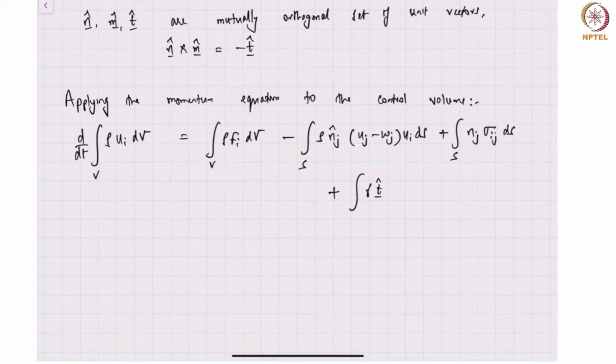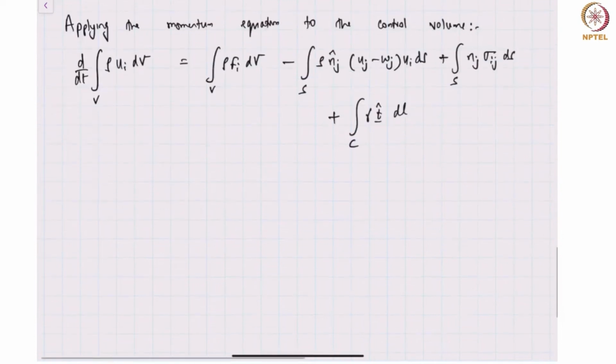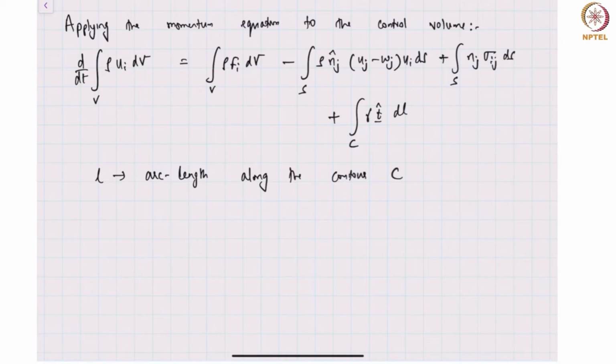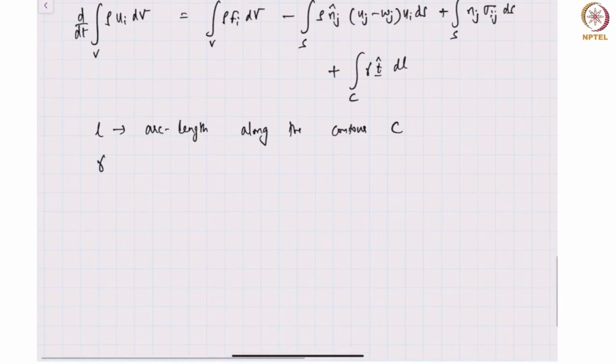So it's a contour integral. I go along the contour, and the variable that is changing along the contour is dl. So l is the variable that is changing along the contour. As l increases, I'm traversing along the contour. So l is arc length along the contour C, and gamma is surface tension.